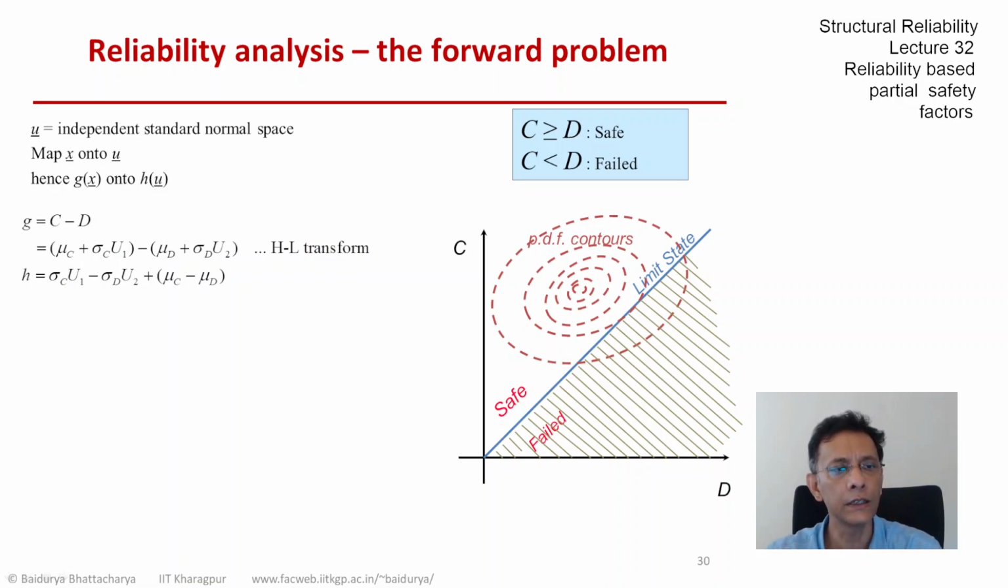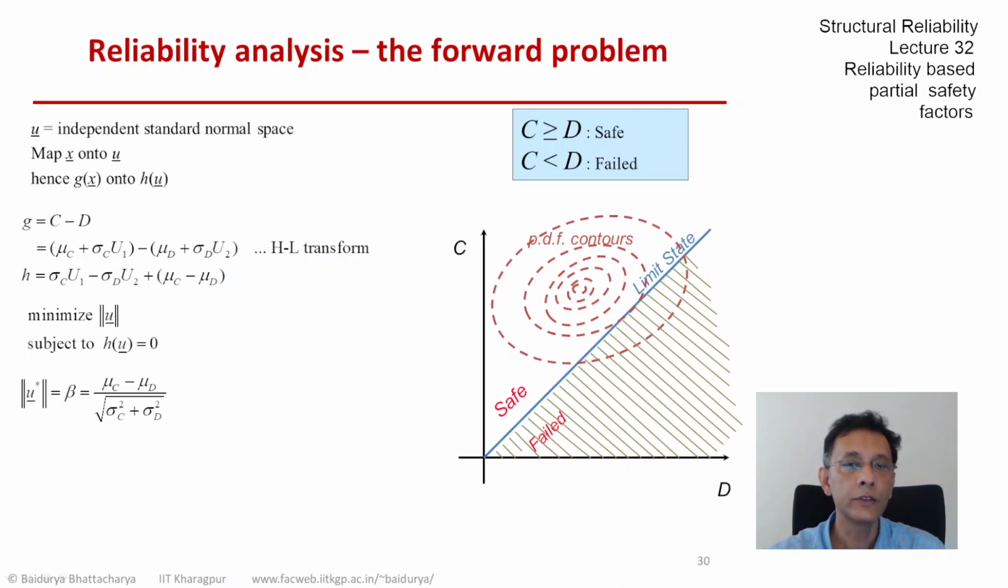So it's quite trivial to find the minimum distance to this straight line from the origin. We have done it many times earlier in this course. So the answer, as we know, is mu_C minus mu_D, the difference of the means, divided by the overall standard deviation, the square root of sigma_C squared plus sigma_D squared. This minimum distance, as we know very well, is also known as the reliability index beta.